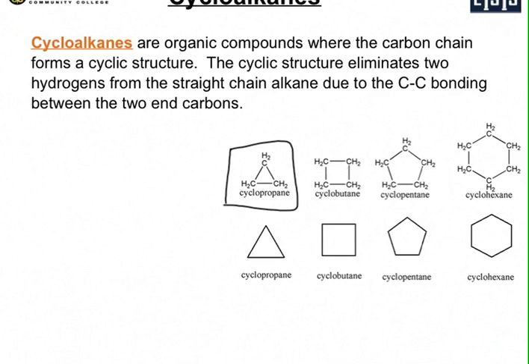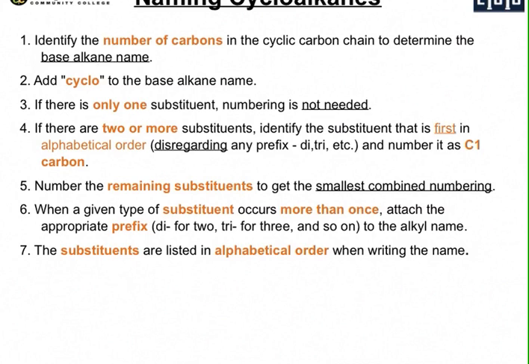Now for naming cycloalkanes, it does get a little bit tricky because of the cyclic nature of the structure. So the rules here, there's 7 steps to follow in order. I'll go through them first and then we'll do an example one.